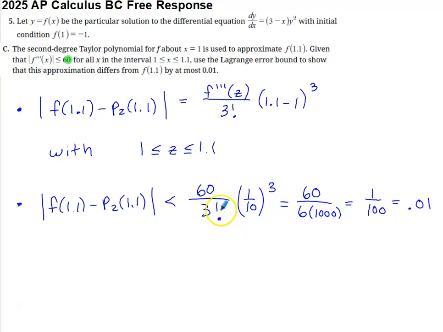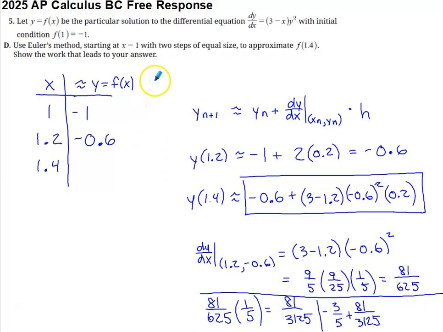So I do have to show that this is at most 0.01, 1/100th. So I do want to try to clean this up a little bit. So 3 factorial is 6. You see I wrote a 6 there. If I cube 1, I stay at a 1. If I cube 10, though, I get to 1,000. So what this ends up being is 60 over 6 times 1,000. That actually reduces to 1/100th, which is equal to that decimal. Our exact error with the second degree polynomial estimate is definitely going to be less than 1/100th.